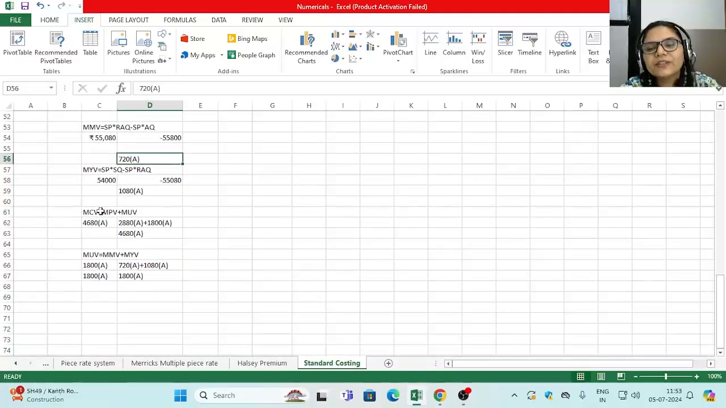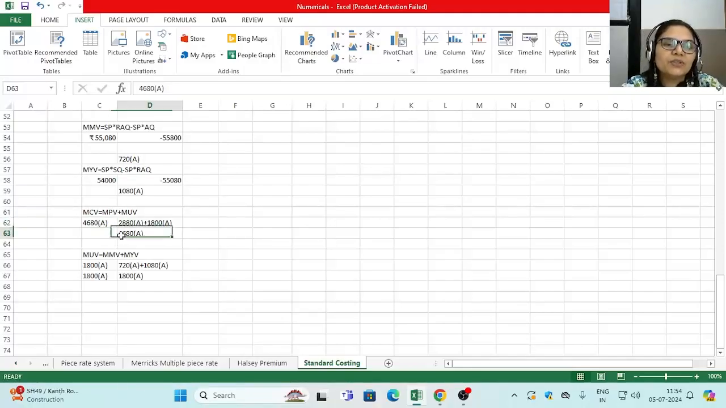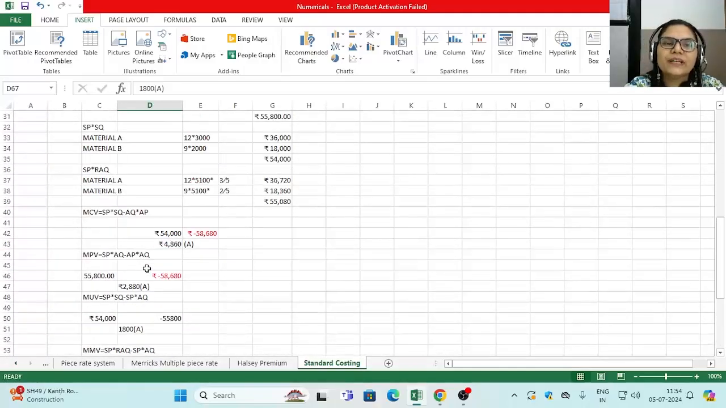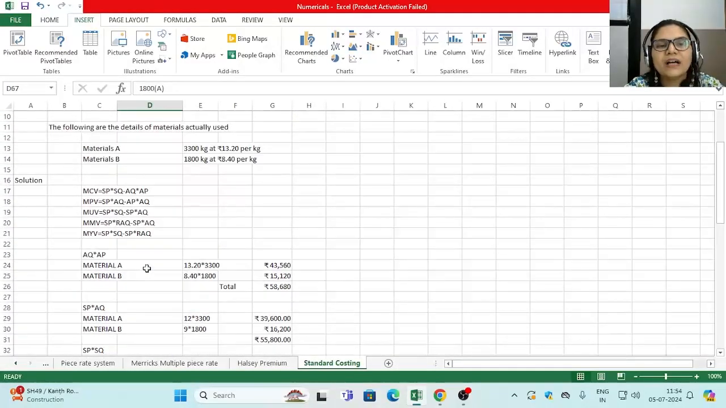Another interesting thing to be noted is that we can verify a question with the help of an equation. Material cost variance is equal to MPV plus MUV, which is equal to 4680. We will input all these values into this formula and see if the left hand side is equal to the right hand side. Then material usage variance is equal to material mix variance plus material yield variance, which again we will check to see if the left hand side is equal to the right hand side. Yes, we got all the values where both sides are equal, hence our equation is verified and all the values calculated are correct.